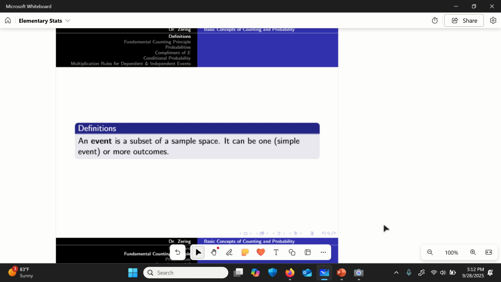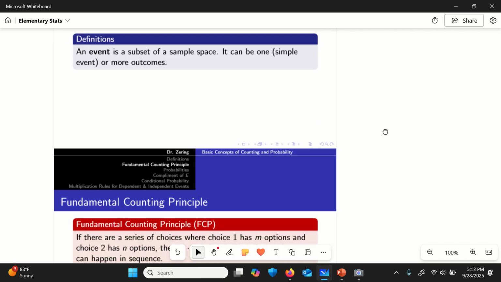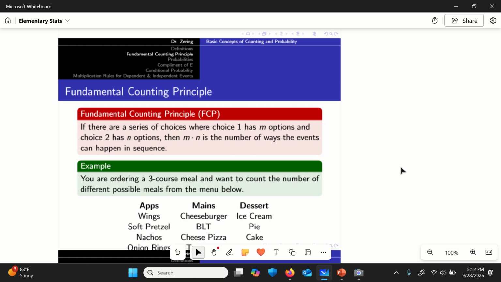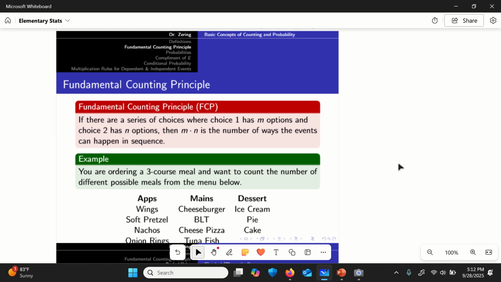If we're unable to list all possible outcomes, and we need a way to count up how many, we use what's known as the fundamental counting principle. So the fundamental counting principle is stated here in the red box. It's also found in your books, roughly page 132.